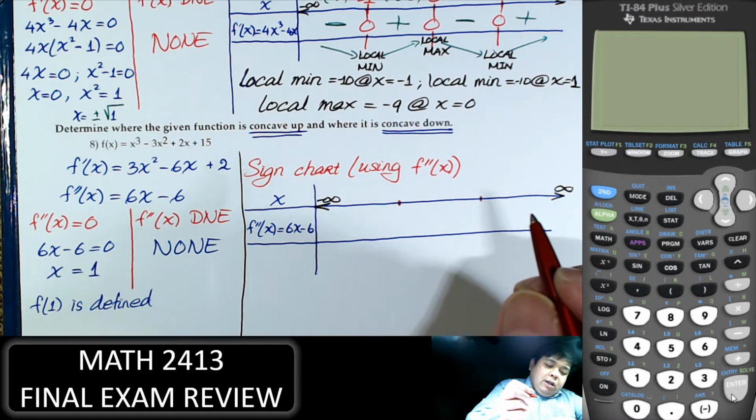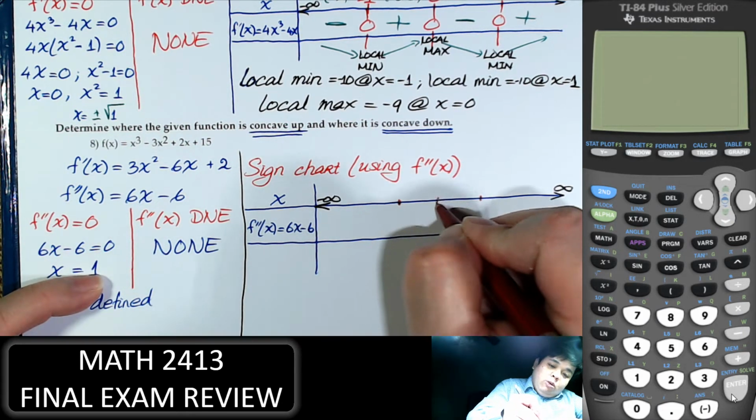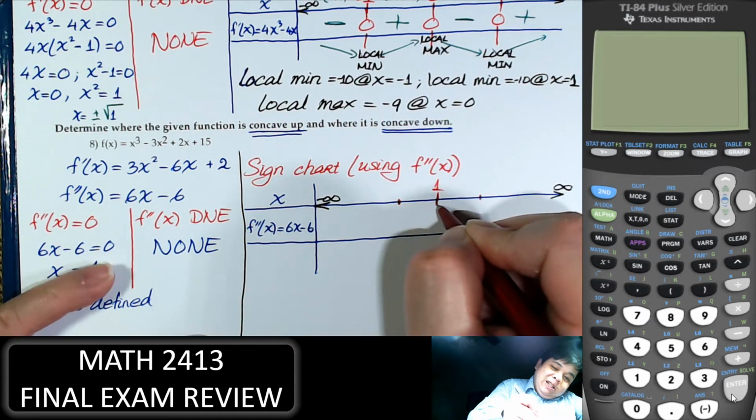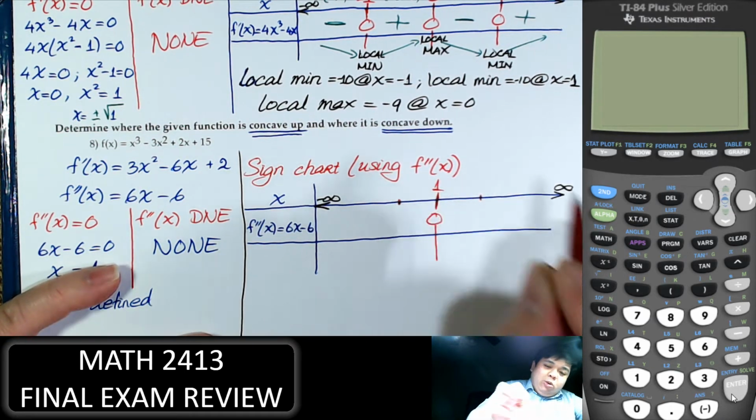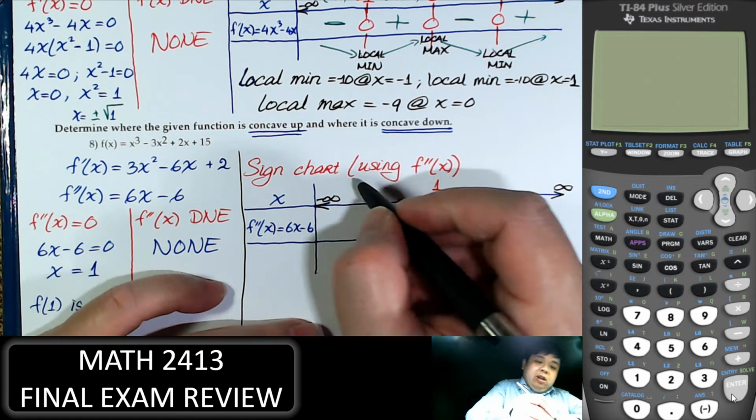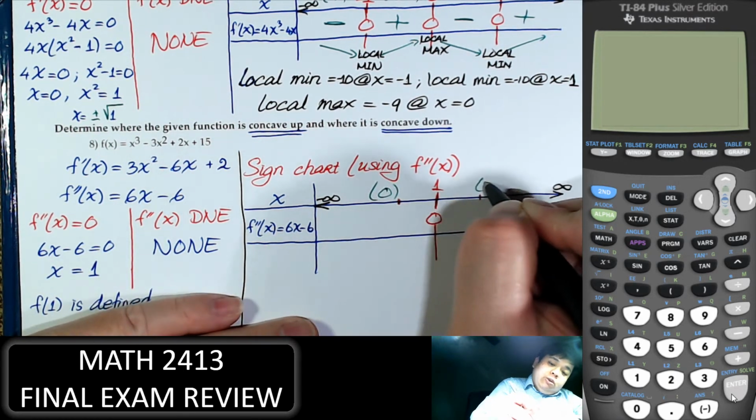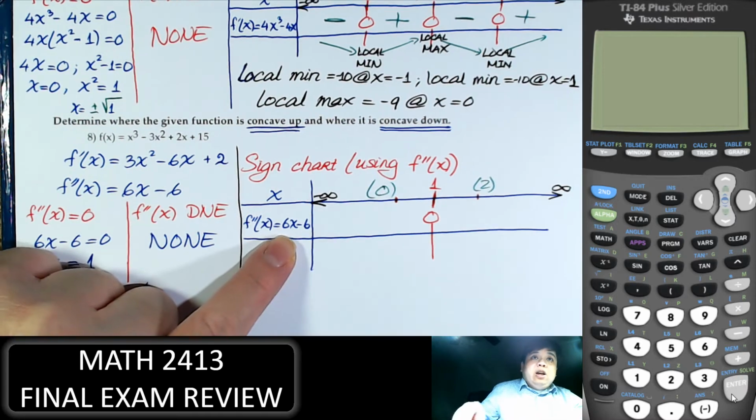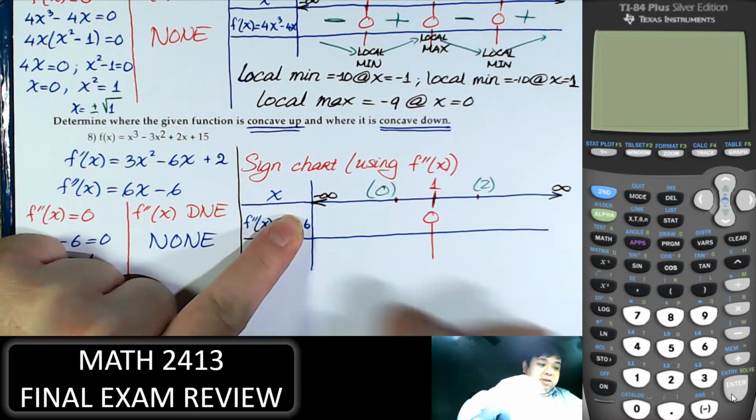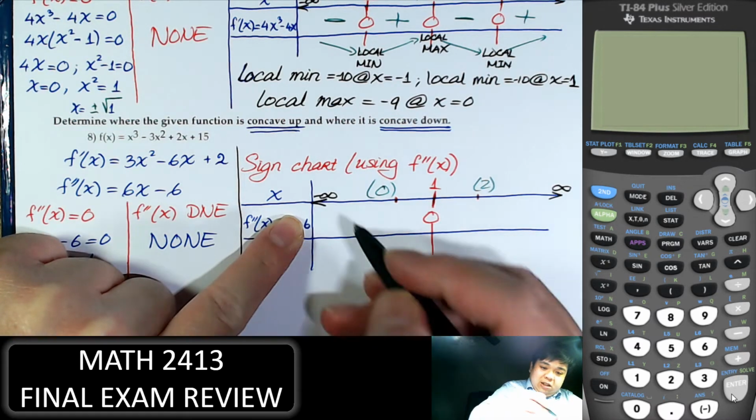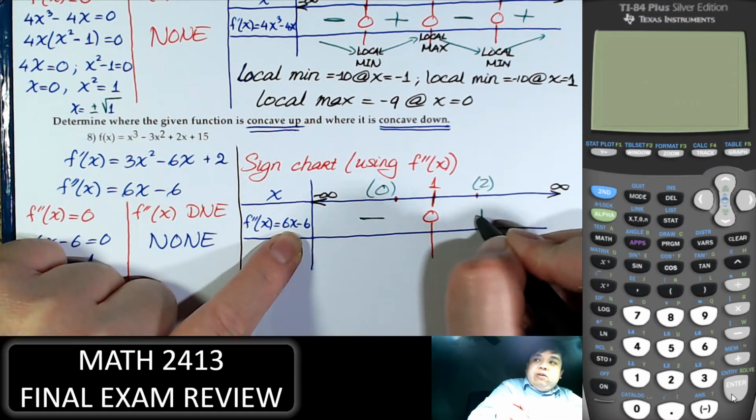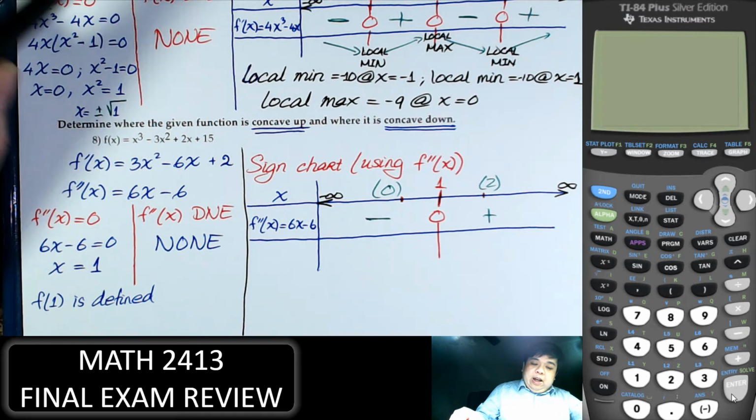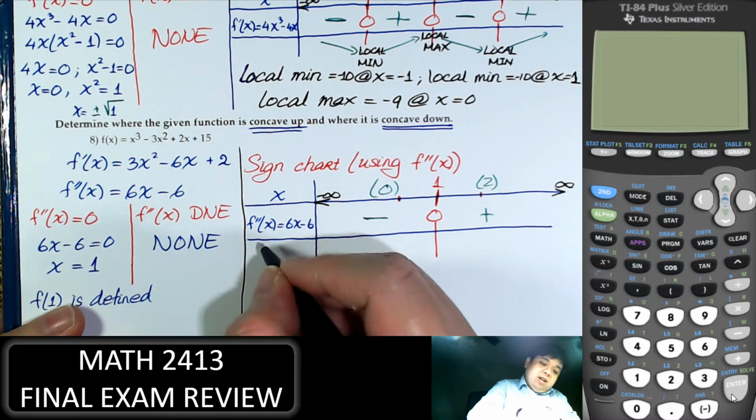Actually, there's only one point here where the second derivative equals 0, so we only have one point, right? Test points 0 and 2. Put in 0, we have -6. Put in 2, 12 minus 6 is positive, so that is the sign of the second derivative.